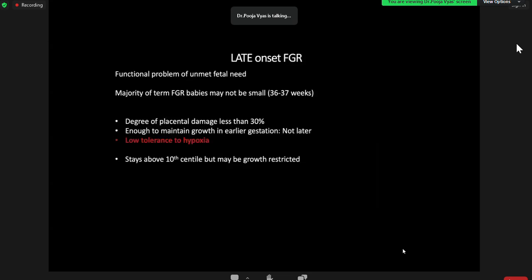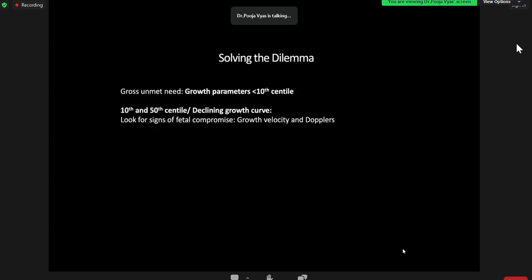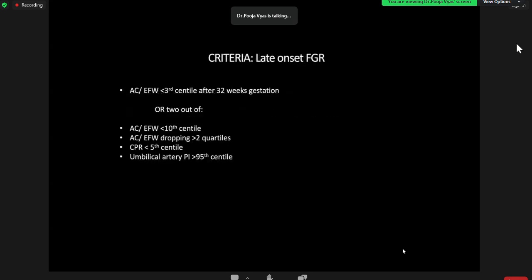I mean, in cases of late onset FGR, MCA plays a greater role than umbilical artery. The problem here is the fetus has a very low tolerance to hypoxia. Sometimes the growth may not even fall below the 10th centile, but the fetus cannot tolerate hypoxia. So now how do we solve this? We are going to plot growth curves and we are going to keep a very close watch.